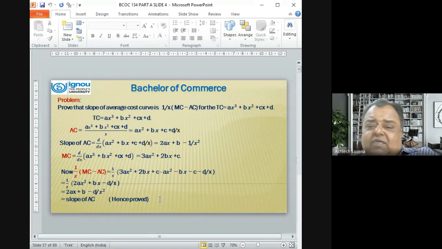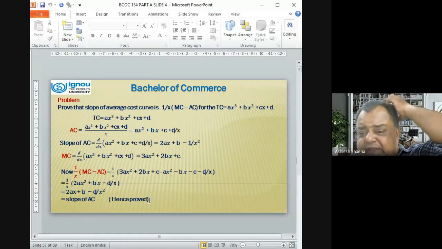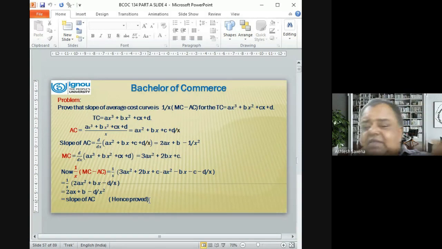Now, this function is given to you. So you can replace marginal cost and average cost in the main term. It will be 1 by x, 3ax squared plus 2bx plus c minus ax squared minus bx minus c minus d by x. So when you club it, you will get 2ax plus b minus d by x squared, which is the slope of average cost. This was asked in the question.